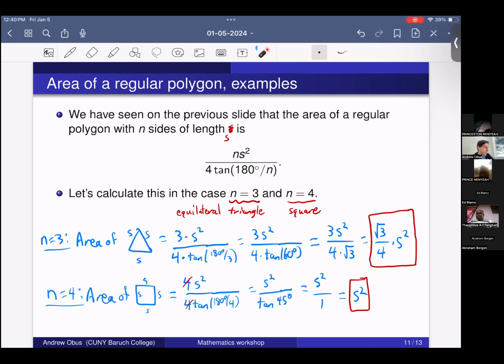N equals 4 is going to give you the area of a regular polygon with 4 sides. That's a square with length s. So we know the area of a square is s squared, and this shows that this complicated formula, when we plug in n equals 4, actually simplifies a lot down to s squared. Okay?